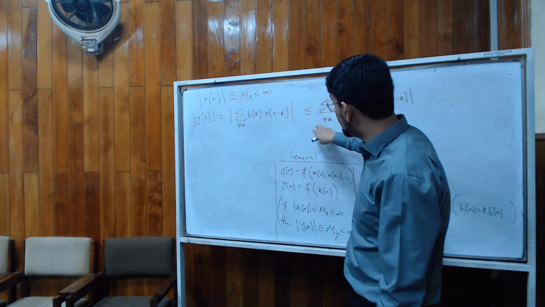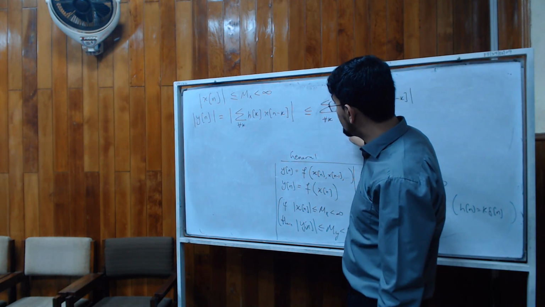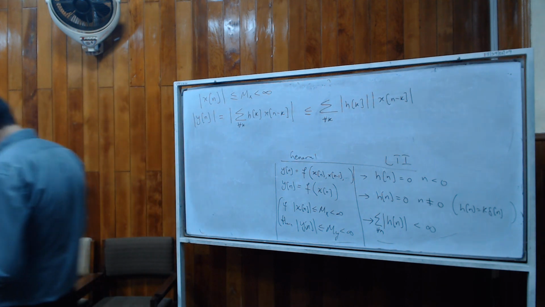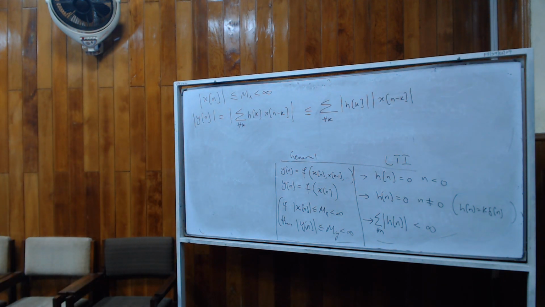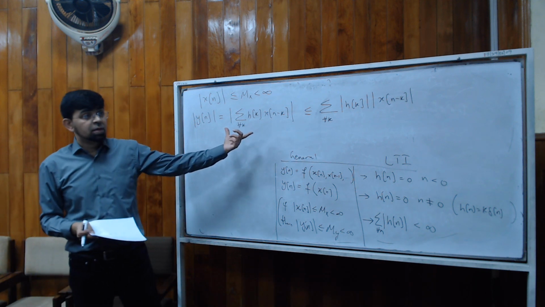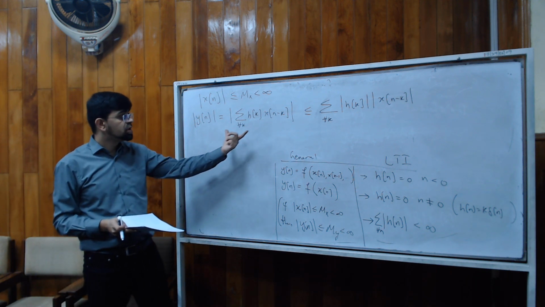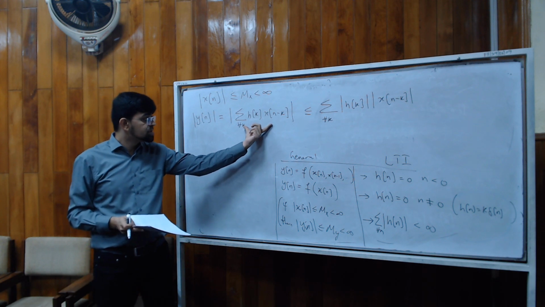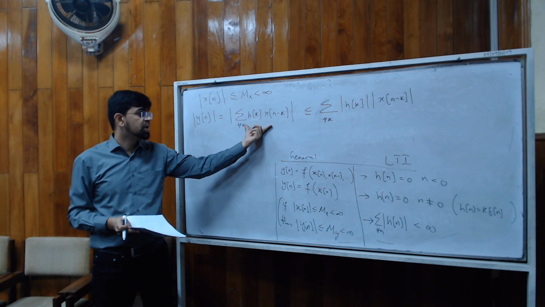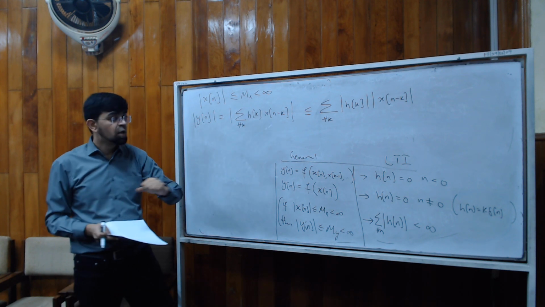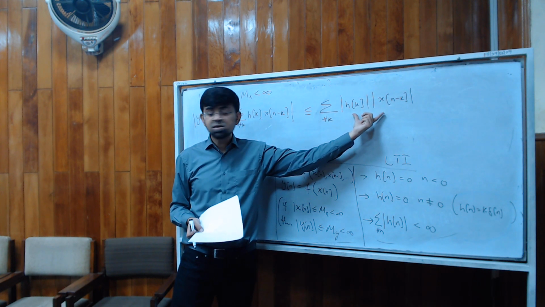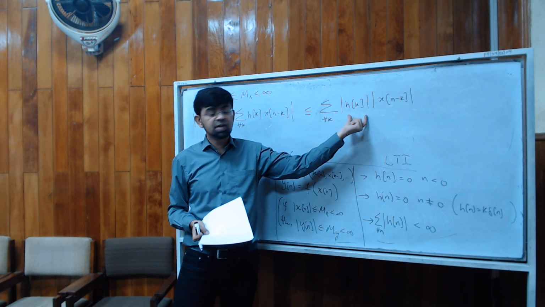Why would this term be greater than or equal to this term? I'll let you think about that. Basically, if you think about it, this sum can have negative terms. Those negative terms can make this sum smaller. Whereas in this sum, there are no negative terms because you took the absolute value first, then you summed.